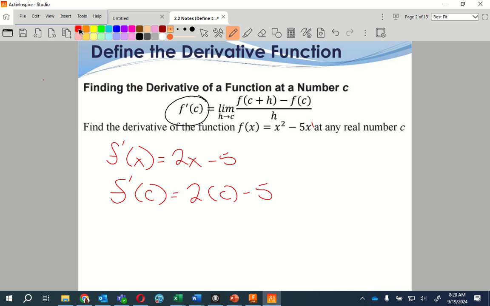So any real number, I would just plug it in there, and that would give me, remember, the definition of this, right here. The derivative is going to give me the what? Slope, right? At any given point. It's going to give me the slope at any given point. That's important.